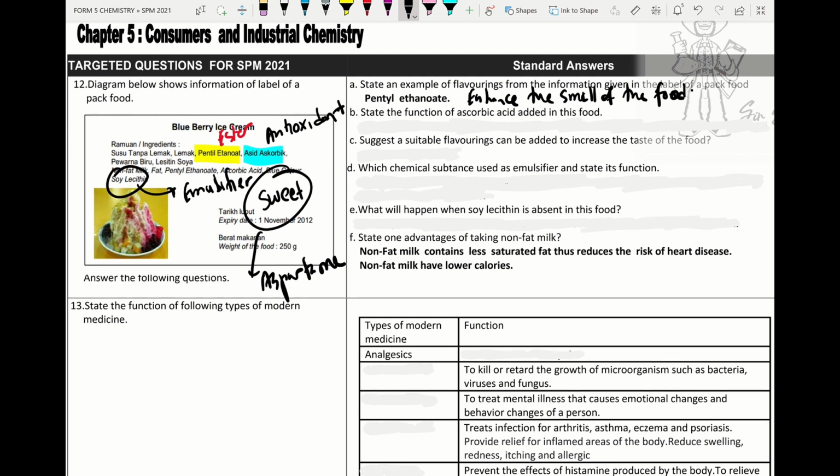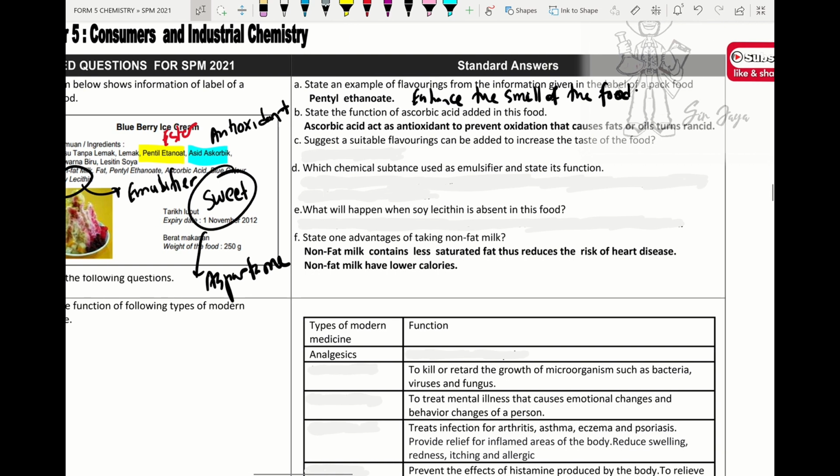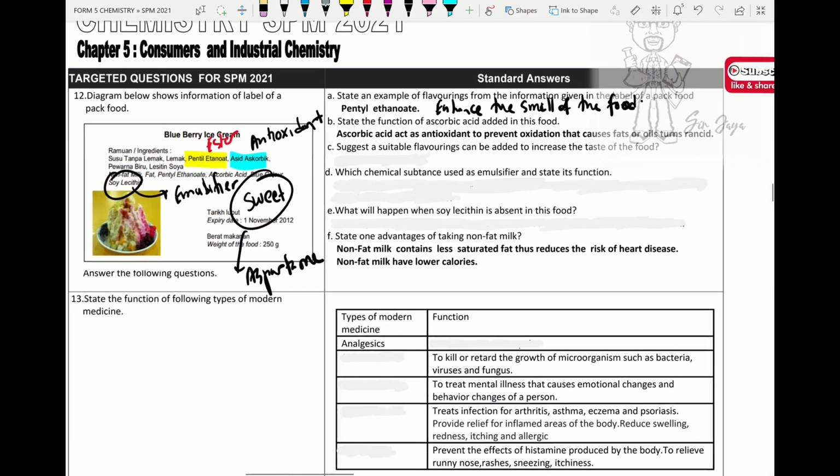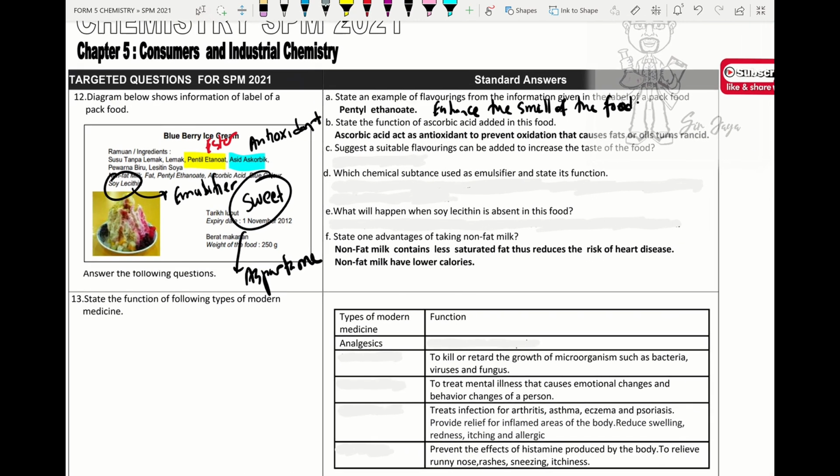State the function of ascorbic acid. Ascorbic acid acts as an antioxidant, it prevents the oxidation that causes fat or oil to turn rancid. Suggest a suitable flavoring agent that can be added to increase the taste of the food. So we can add aspartame or stevia. Which chemical substance is used as emulsifier and state its function. That will be soy lecithin. Soy lecithin emulsifies the two immiscible liquids like water and oil and prevents the separation of oil droplets from the mixture.